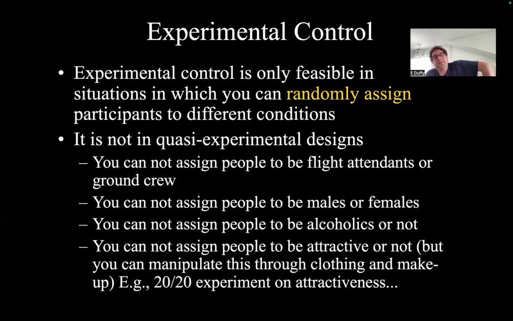I mean, you can manipulate this. There have been experiments done where you have someone who dresses really nicely and wears makeup and does their hair versus shows up looking terrible, and see whether or not that affects other people's behavior or their own behavior. But you can't control everything. And so people will come into your laboratory and have characteristics that correlate with other characteristics outside of the laboratory that might influence how people react to them. So that's always a problem.